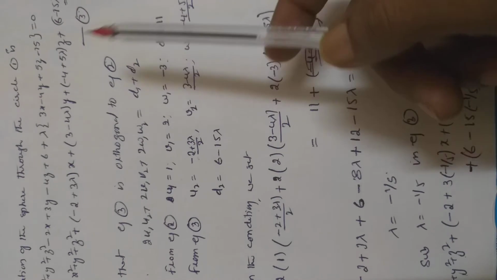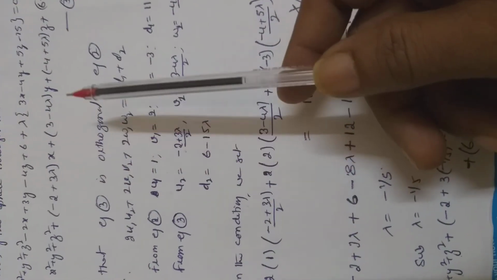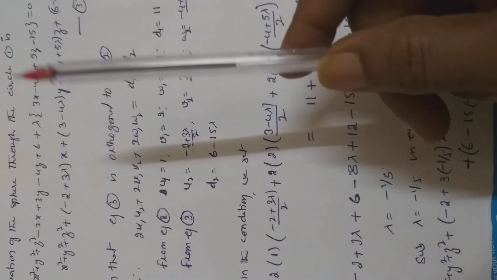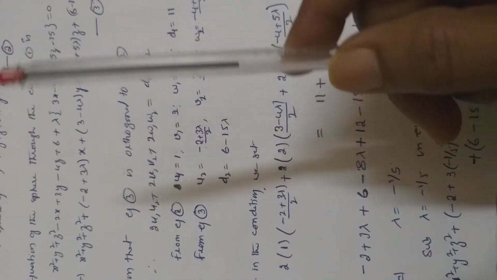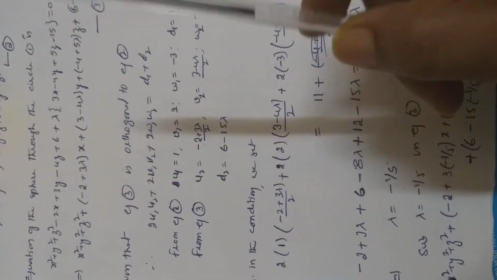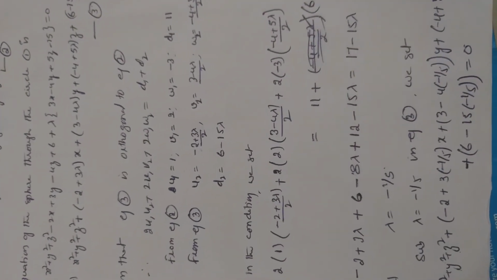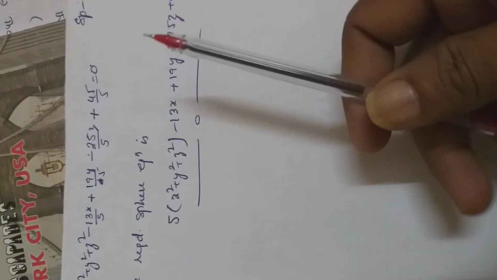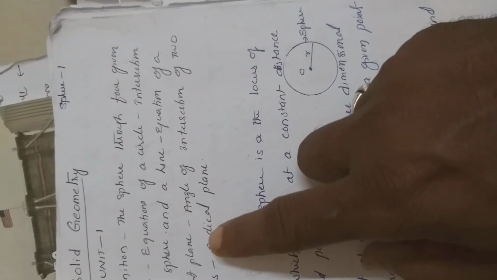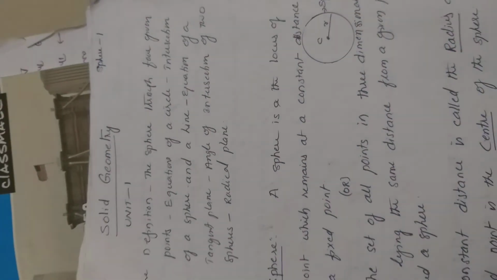Substitute this value in equation number 3 and we will get the equation of the required sphere. That sphere is passing through the given circle and is also orthogonal to the given sphere. This is the answer. This is the last but one topic of unit 1. Tomorrow we are going to finish the radical plane. This is the last topic.